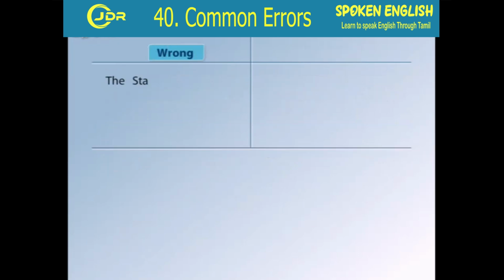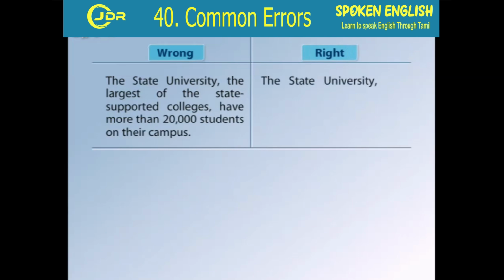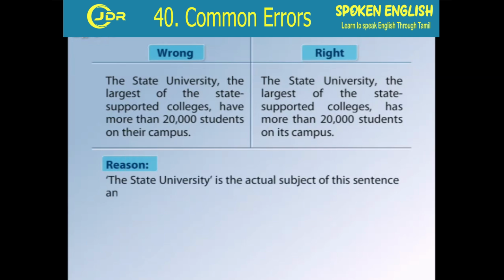Wrong. The State University, the largest of the state-supported colleges, have more than 20,000 students on their campus. Right. The State University, the largest of the state-supported colleges, has more than 20,000 students on its campus. Reason. The State University is the actual subject of the sentence and it is singular. Hence, the verb is also singular.